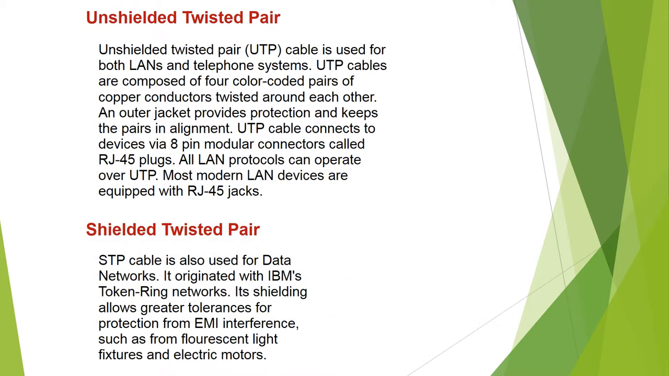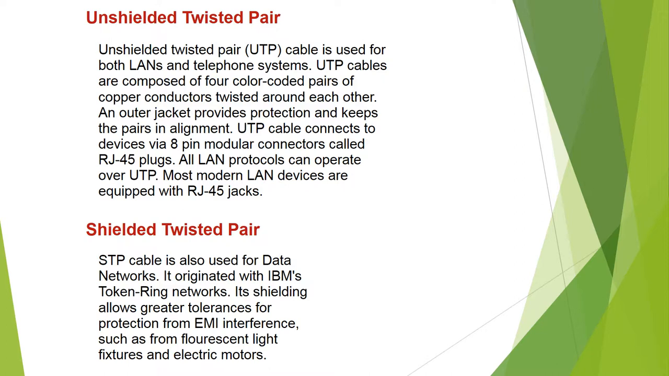Unshielded twisted pair cable is used for both LAN and the telephone system. UTP cable is composed of four color coded pairs of copper conductors twisted around each other. An outer jacket provides protection and keeps the pairs in alignment. UTP cable connects to devices through an 8 pin modular connector called an RJ45 plug. RJ means registered jack. All LAN protocols can operate over UTP. Most modern LAN devices are equipped with an RJ45 jack.